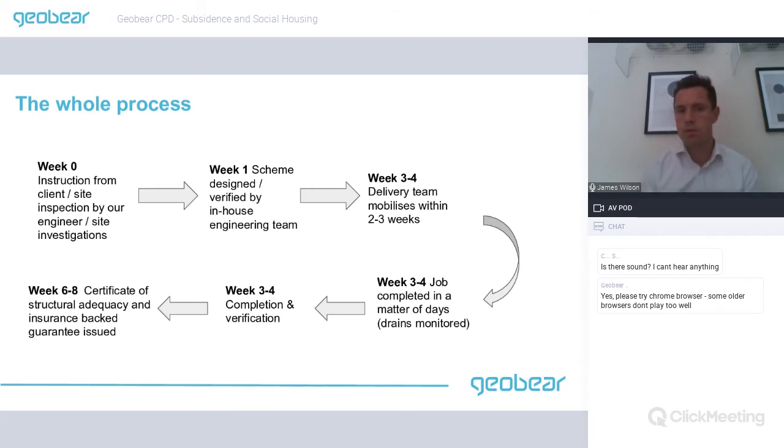We would do another soil strength test after the works, just to verify how we've increased the strength of the soil. And then about another month after that, you would get the guarantee for the works. So an insurance-backed guarantee, a certificate of structural adequacy, to say that it's achieved what it was meant to. So the subsidence is now solved. We've got the paperwork to prove that. And that's fully transferable. So if you ever sold the house, you could transfer that to anyone you needed to.